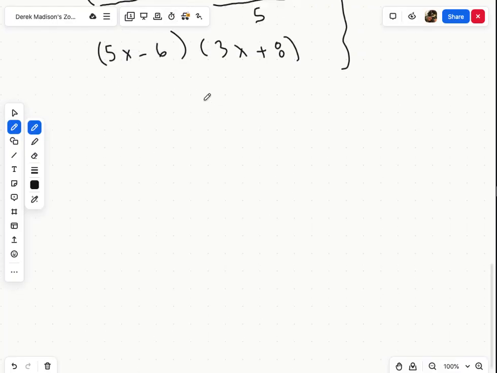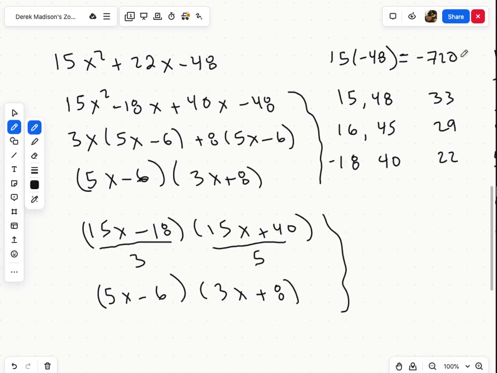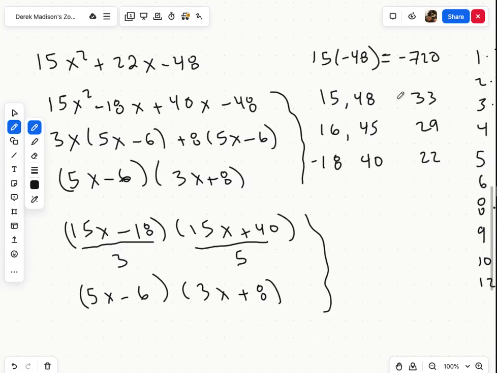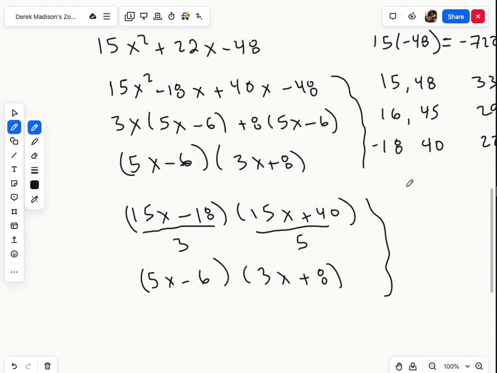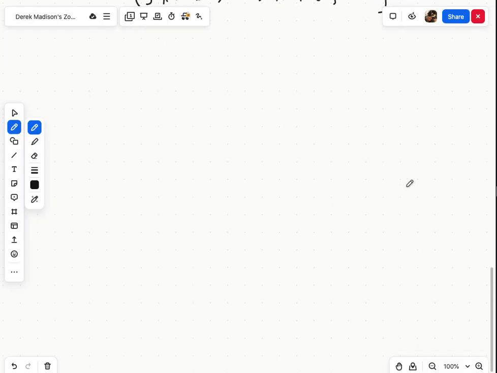What made the last one extra hard is not just that the 720 is big, it's that it has a million things that multiply up to 720. So let's do one with a few big numbers but fewer options. For this one I got 20x squared plus 23x minus 21.